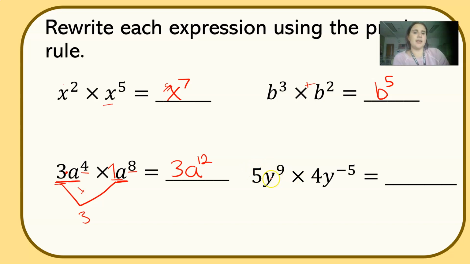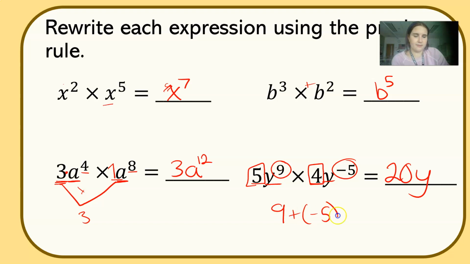Okay, the next one, 5y to the 9th times 4y to the negative 5th. I'm going to multiply my coefficients first. So multiply 5 times 4, which is 20. And then I keep my base, y, and then add the exponents. 9 plus negative 5, which is the same as 9 minus 5, equals 4. So 20y to the 4th.